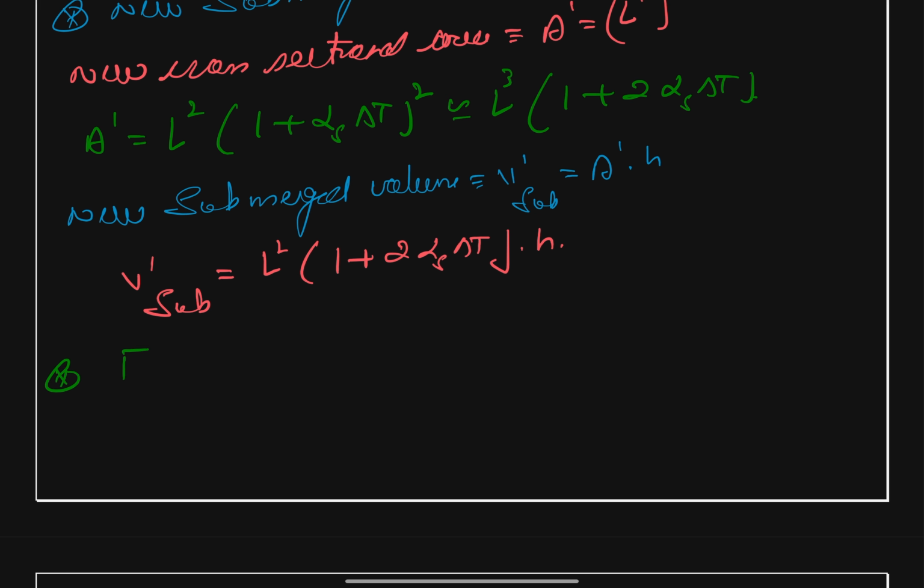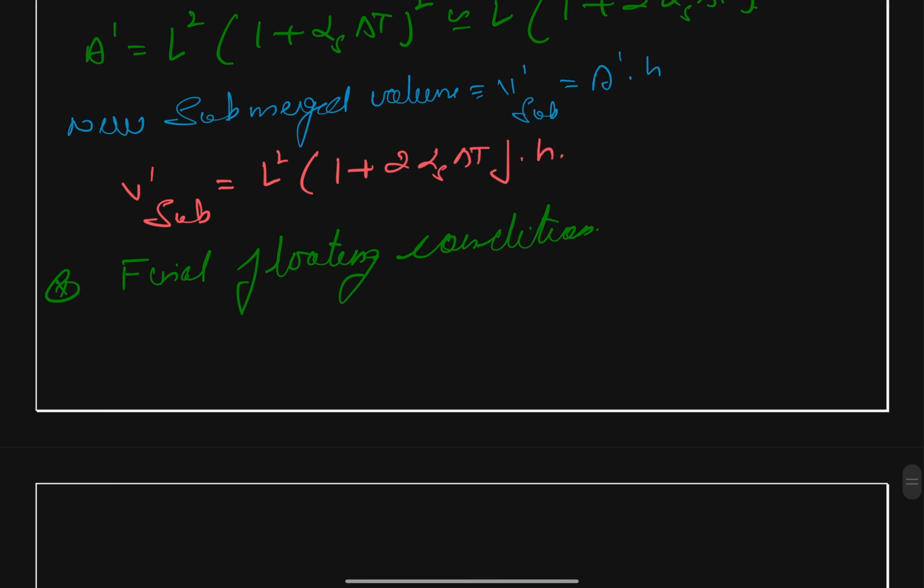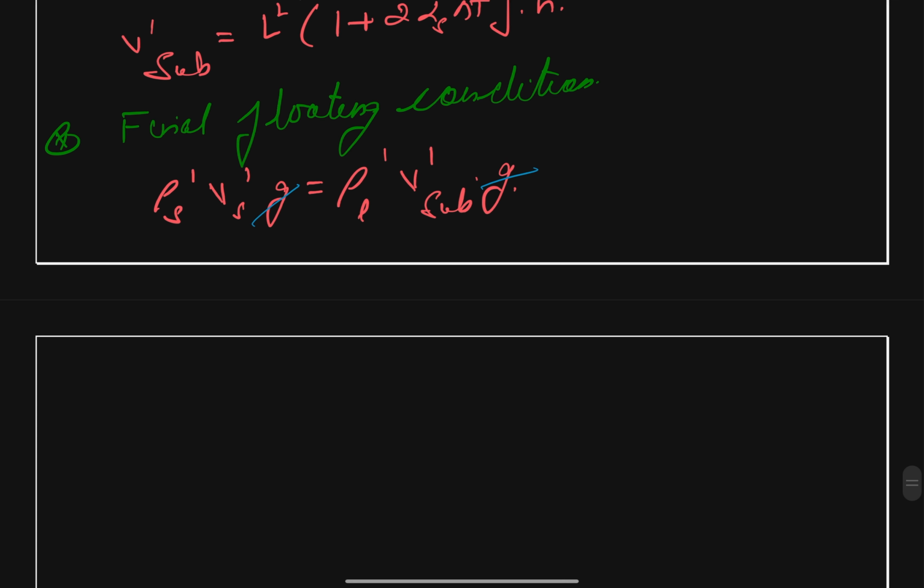So in the final floating condition, obviously the weight will be balanced by the buoyant force. The condition is going to remain the same. So we can say that our Vs prime multiplied by g will be equal to, for our liquid, the new submerged volume multiplied by g. Here g and g go away and we substitute the rest of the values.